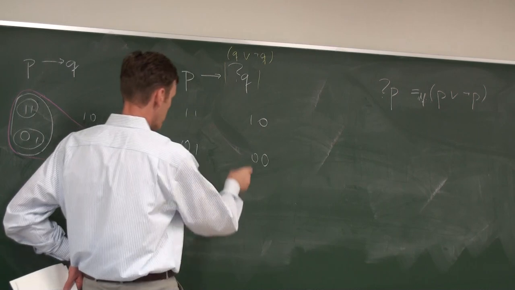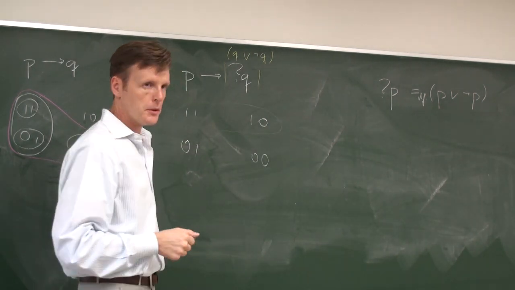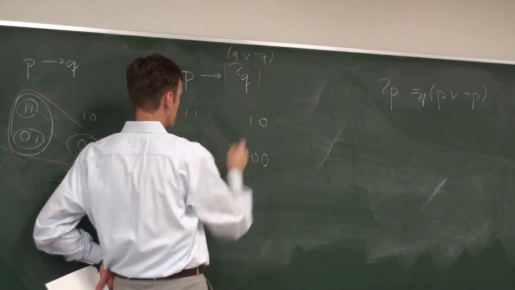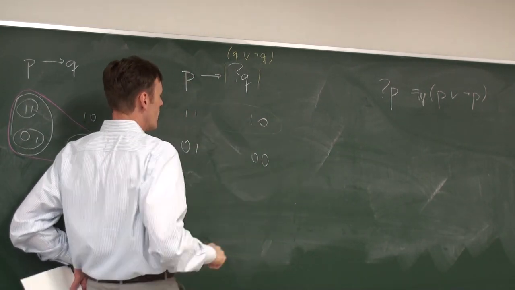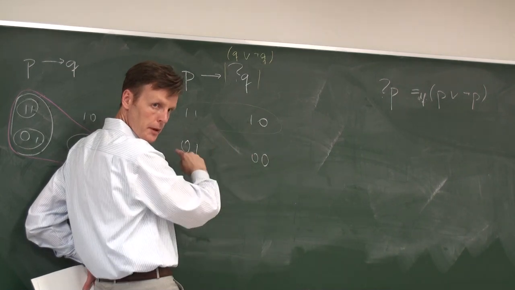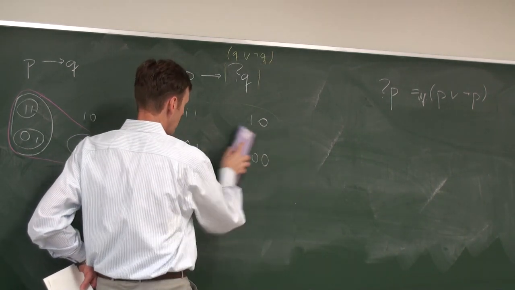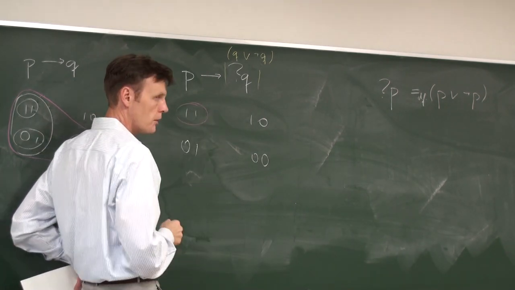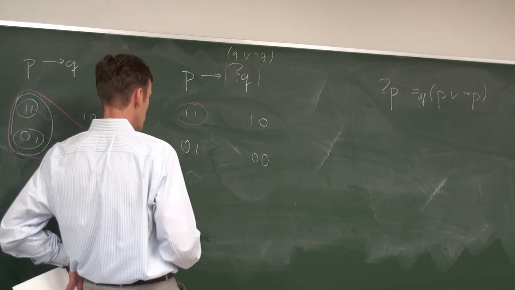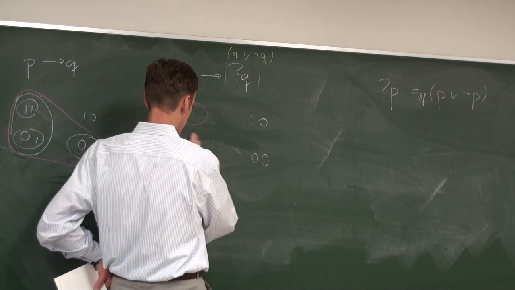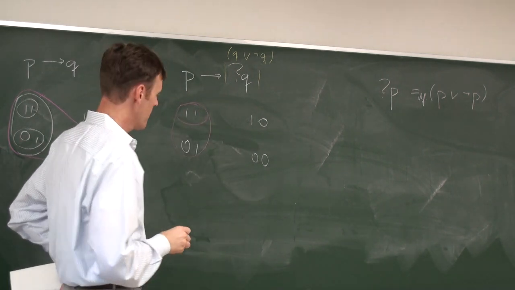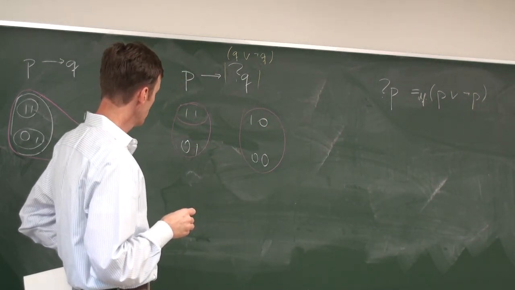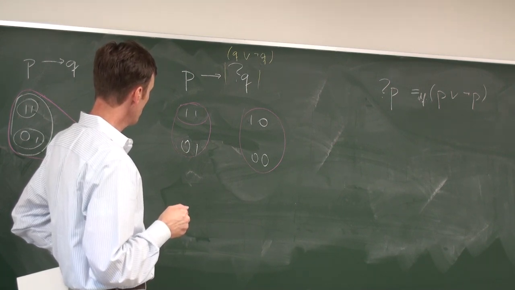Now Q is the second number here. For example, this state does not support Q or not Q, because Q is true here and false there, so neither of the disjuncts is supported by it, and so it's not part of it. However, this one, for instance, supports Q or not Q, and so does, sorry, this one, but also this one, right? Q or not Q. Okay, that's good, but we're not done.